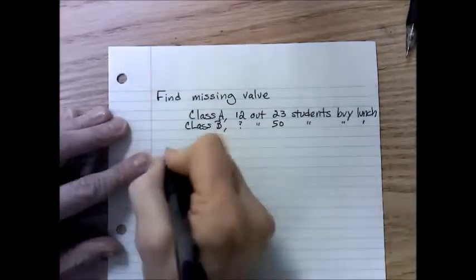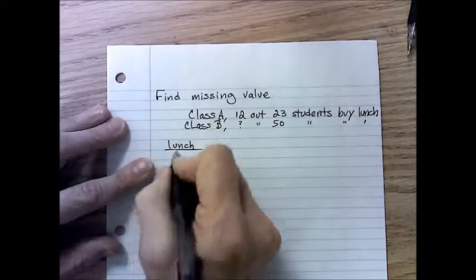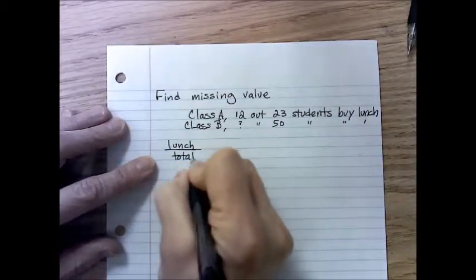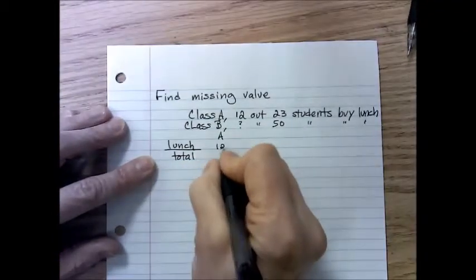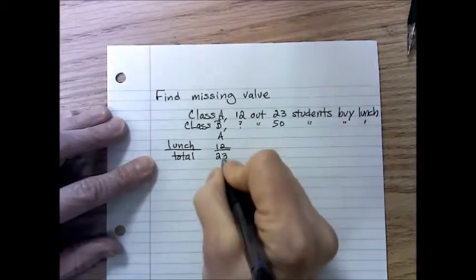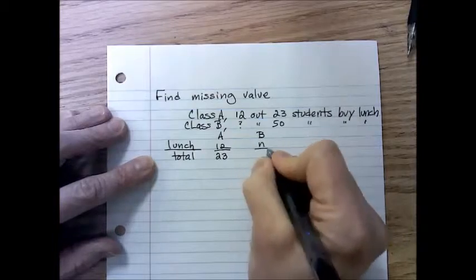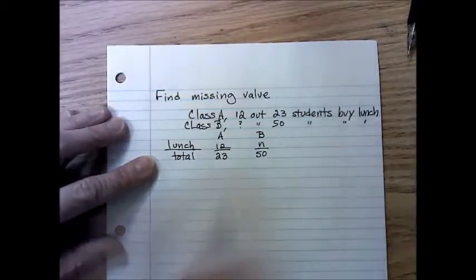So again, let's go ahead and set up our proportion. So students who buy lunch over the total number of students. So in Class A, we had 12 out of 23. In Class B here, we're looking for n, and we can put our denominator of 50.